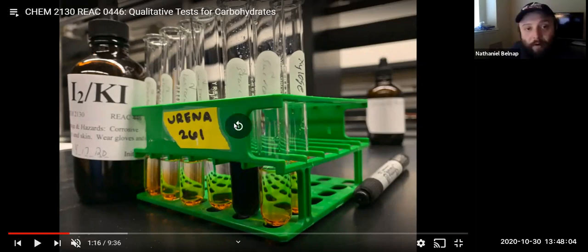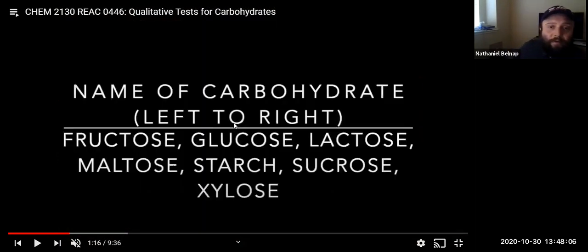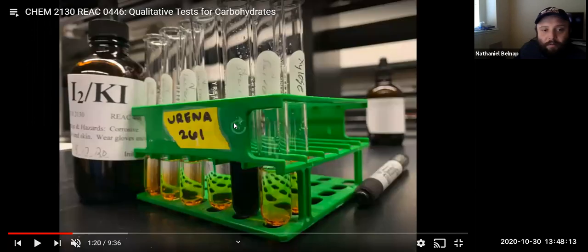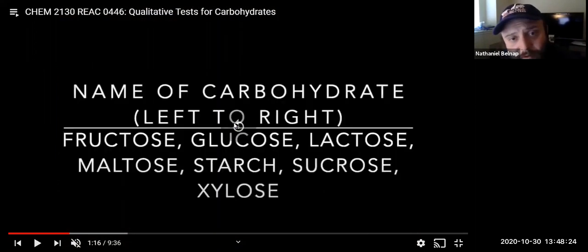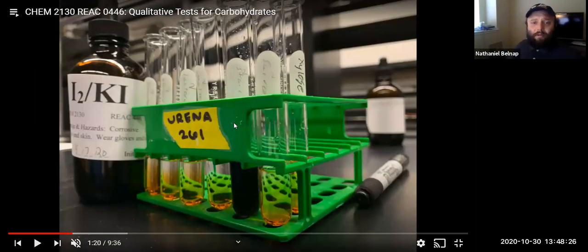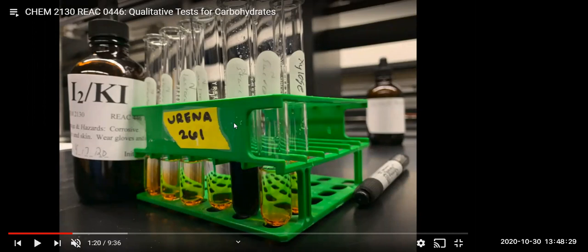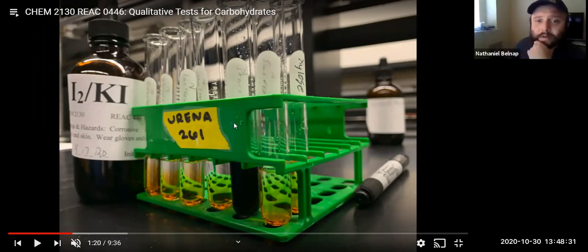So he said from left to right is fructose, glucose, lactose, maltose, starch, sucrose, and xylose. So what do you guys think? Do you guys think that only the one next to the sucrose, like only starch, had a positive reaction? Yeah, it's like only starch had a positive reaction, right? Okay. Did you guys get all that down?